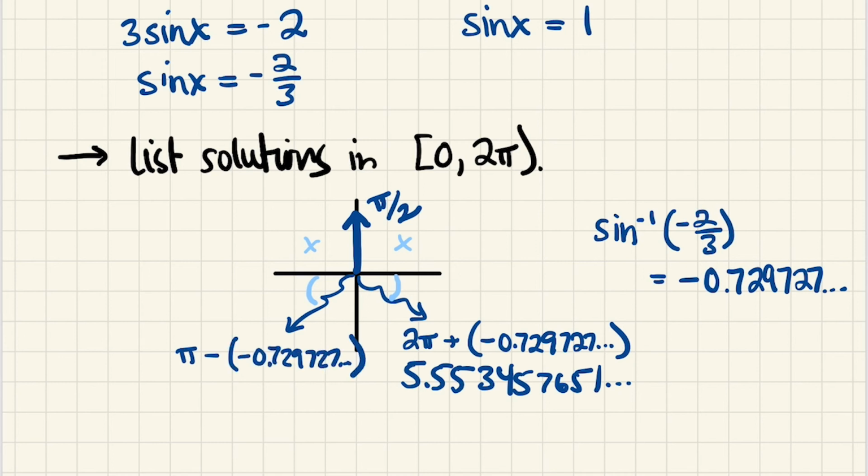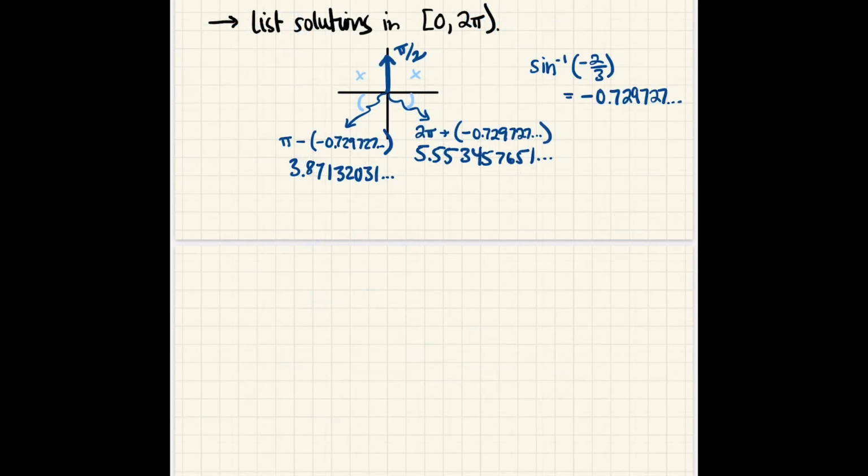So this is going to be like subtracting pi minus that negative. So on a calculator, I got this is 3.8713231. All right, so in the interval 0 to 2 pi, the solutions are these three angles.